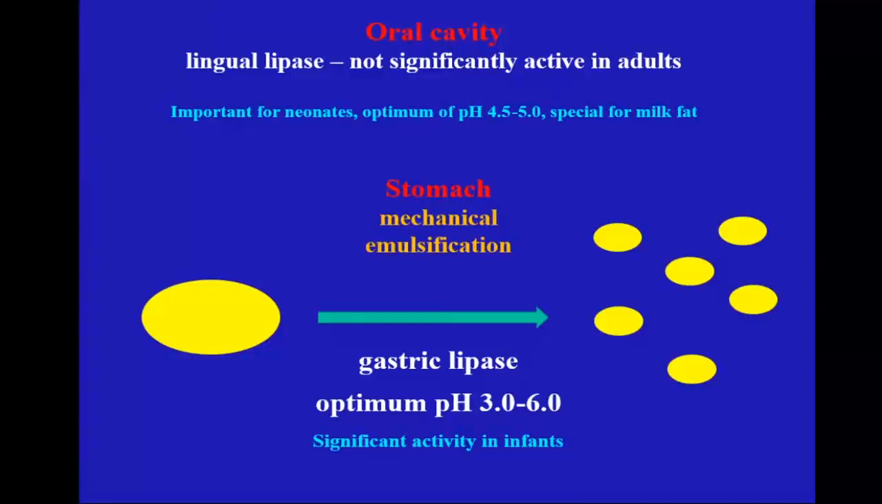The importance of this enzyme, same as lingual lipase, is determined by its action in infants, where the pH of the stomach is less acidic, near 4.5. Milk fats can be significantly digested in the stomach of babies due to the presence and the higher activity of gastric lipase in neonates than in adults.